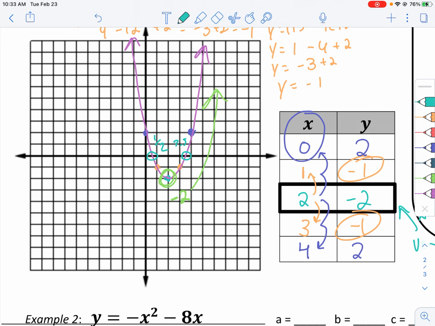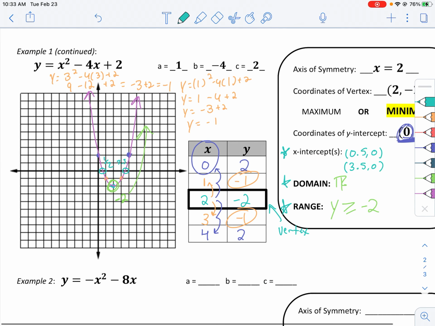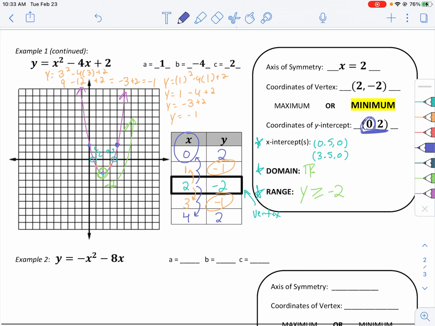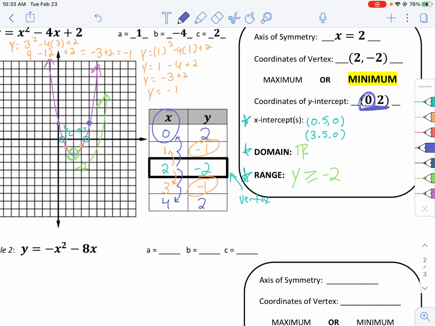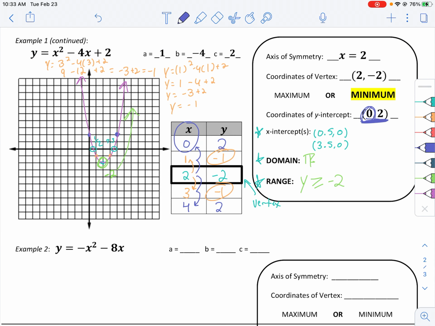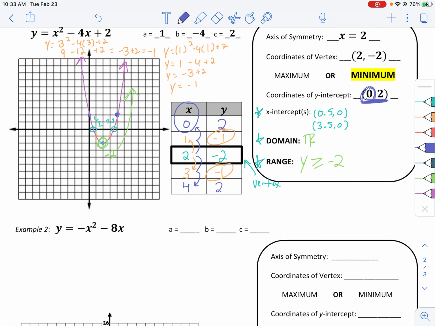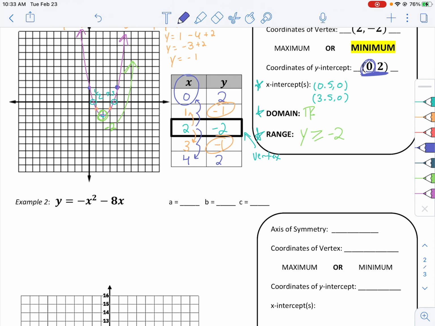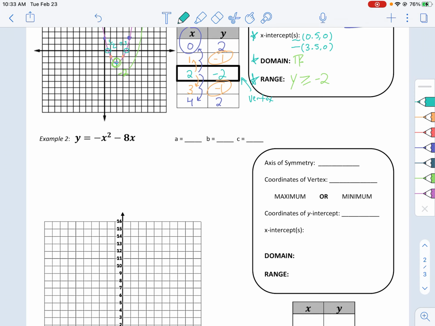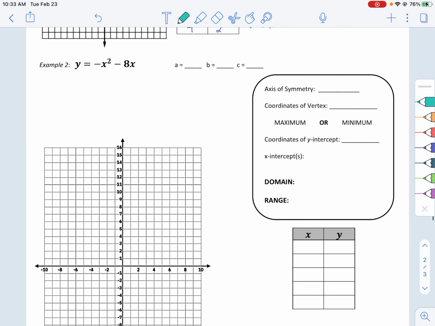We can check to see how close that value is, if we plugged in 0.5 and 3.5 into the equation there. All right? But just the estimation for these x-intercepts is okay right now, guys. All right, example number 2 here.